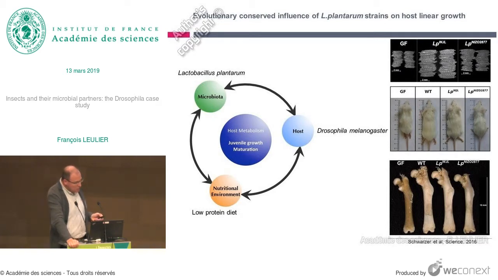I just mentioned that what we've also done in the past few years is to translate some of those discoveries to mammalian systems, in murine models, by associating germ-free mice with different strains, including the strains that promote growth in insects. And we were extremely pleased and surprised to see this strain-specific growth promotion phenotype also in germ-free murine models, suggesting that this lactobacilli-mediated growth promotion is probably conserved during evolution.